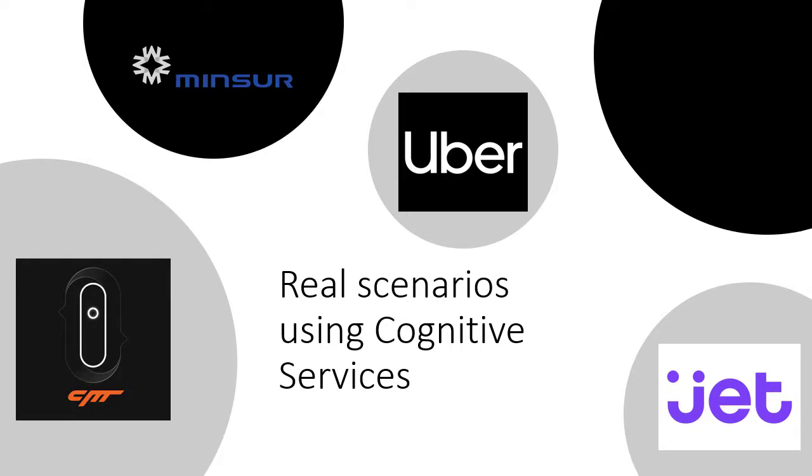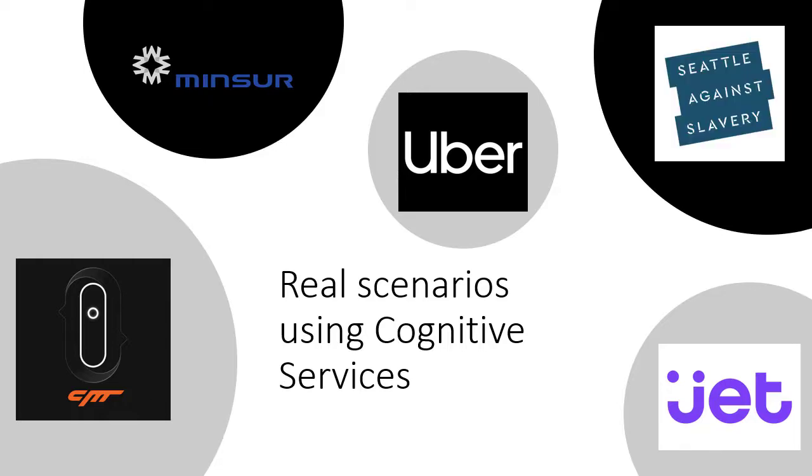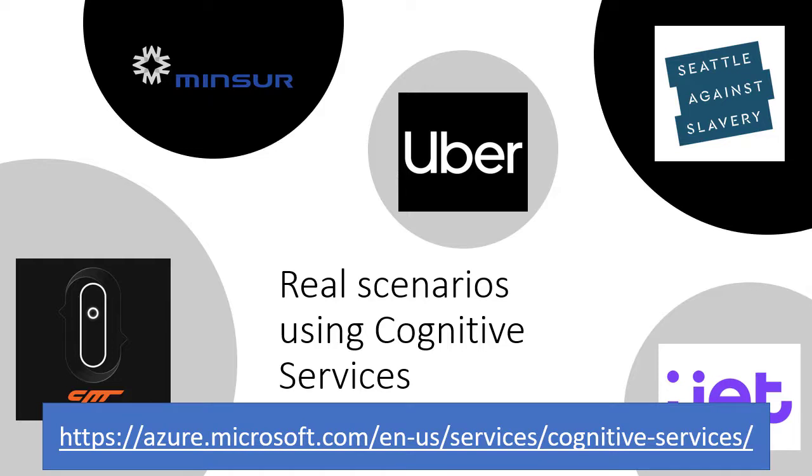Then we have the CM translator device provided by Shita Mobile that leverages the Translator Text service to enable real-time translation of conversations. Last but not least, we have Seattle Against Slavery that uses Cognitive Services to help organizations connect with trafficking victims, disrupt exploitation, and more. So these organizations can help these people and save their lives, basically. You can read more about each of these stories by accessing the following article available in the Cognitive Services documentation.